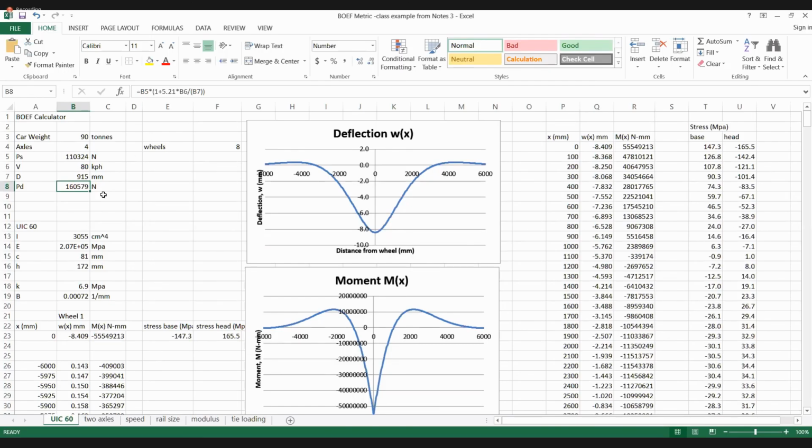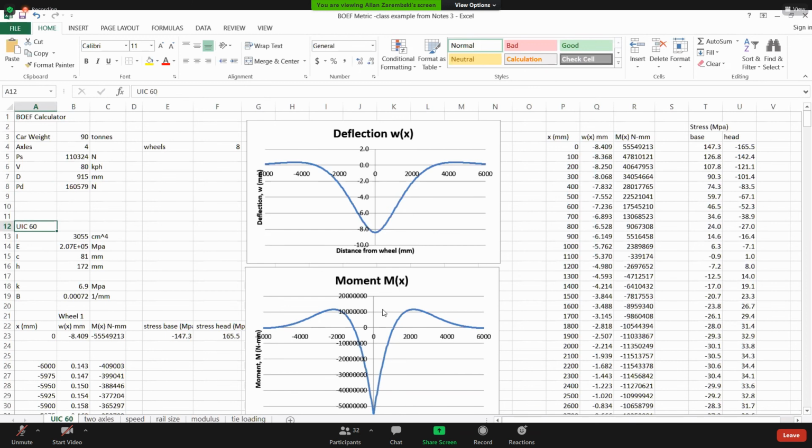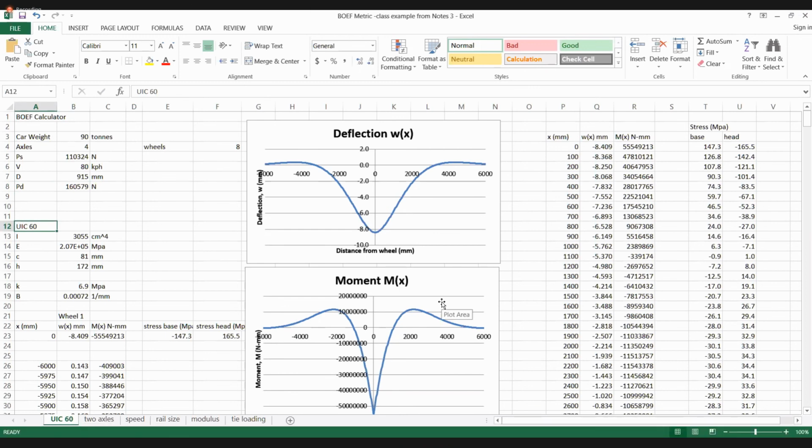Everybody clear so far what I did here? Any questions? All right. I have UIC 60 rail. If I go back to my chart, I can see that I get 3,055 square centimeters. My modulus of elasticity is 207 times 10 cubed, or 2.07 times 10 to the 5th megapascals.